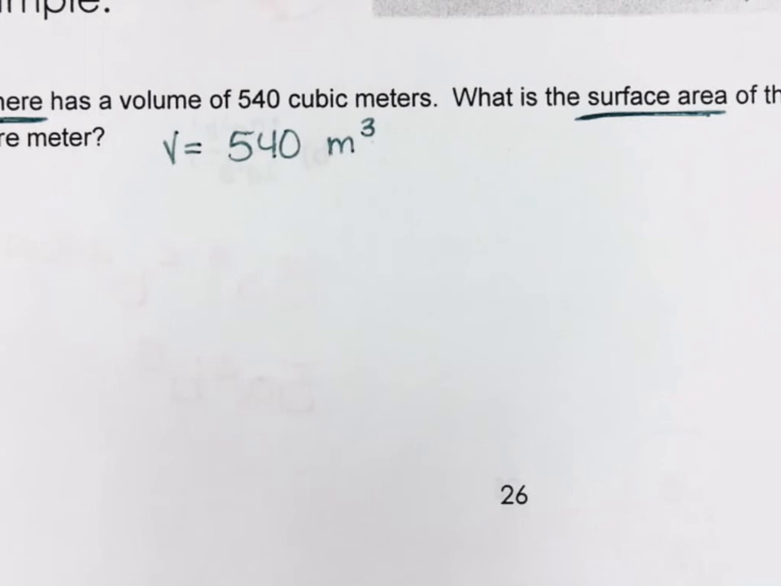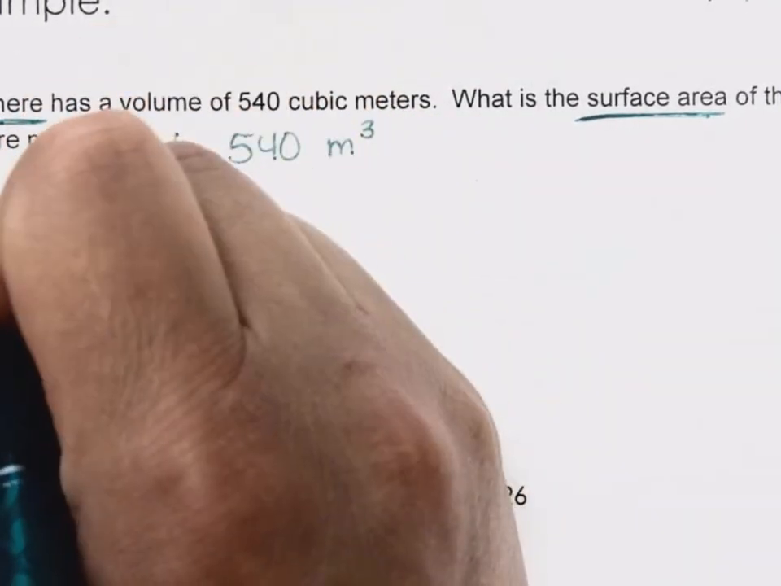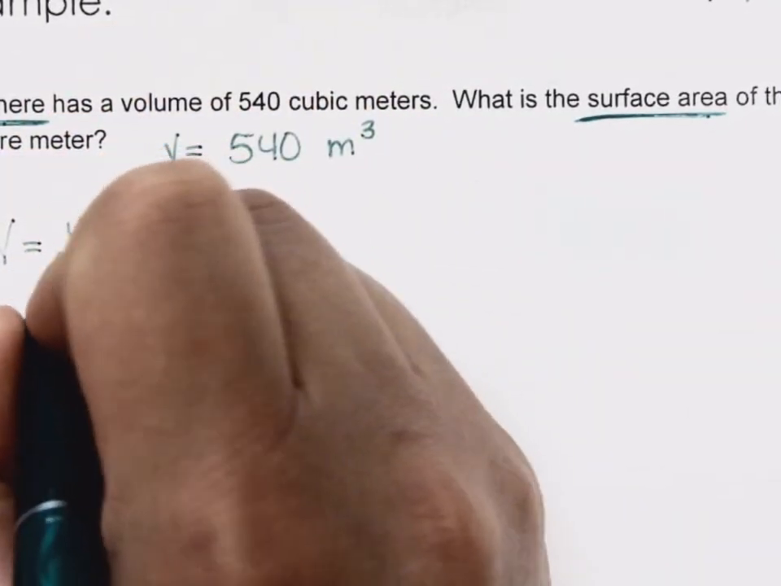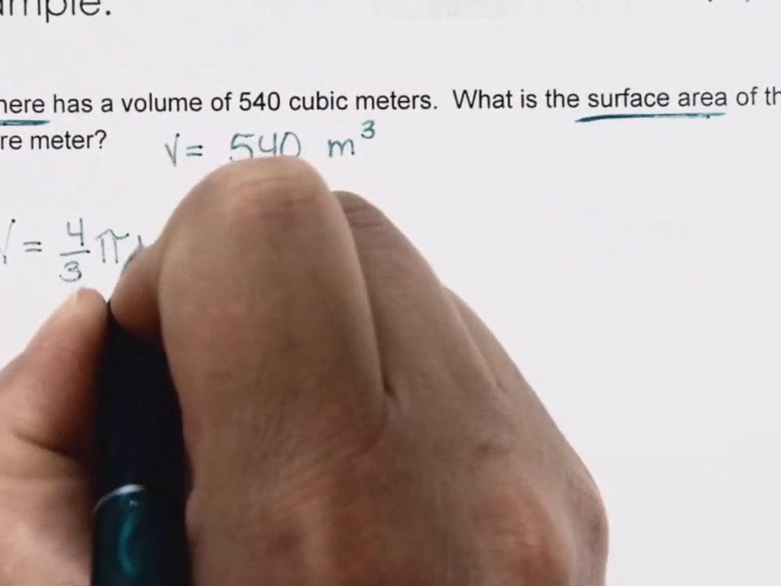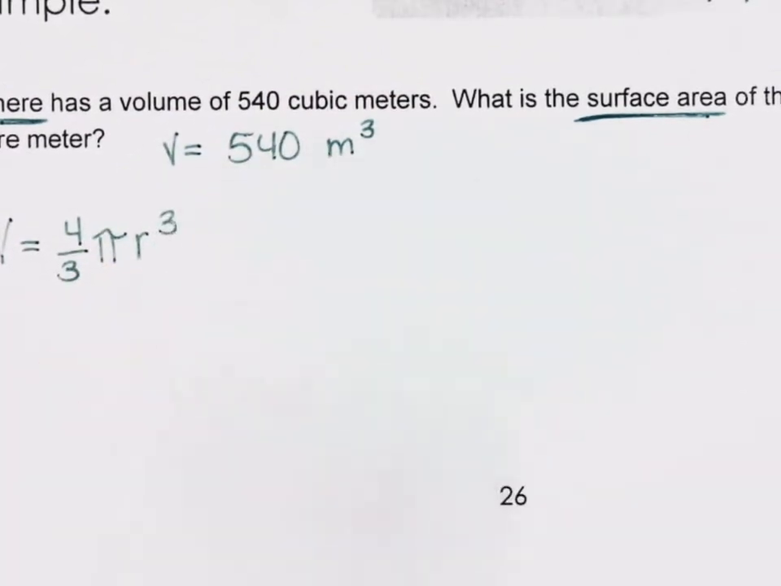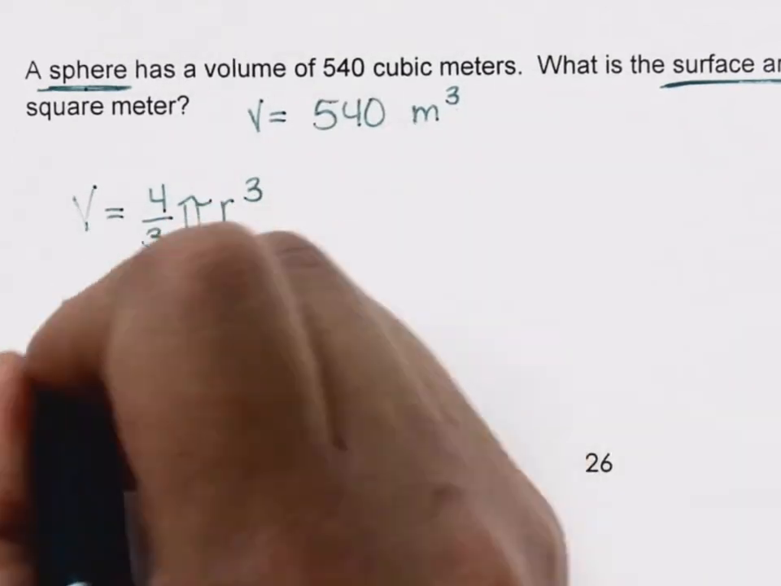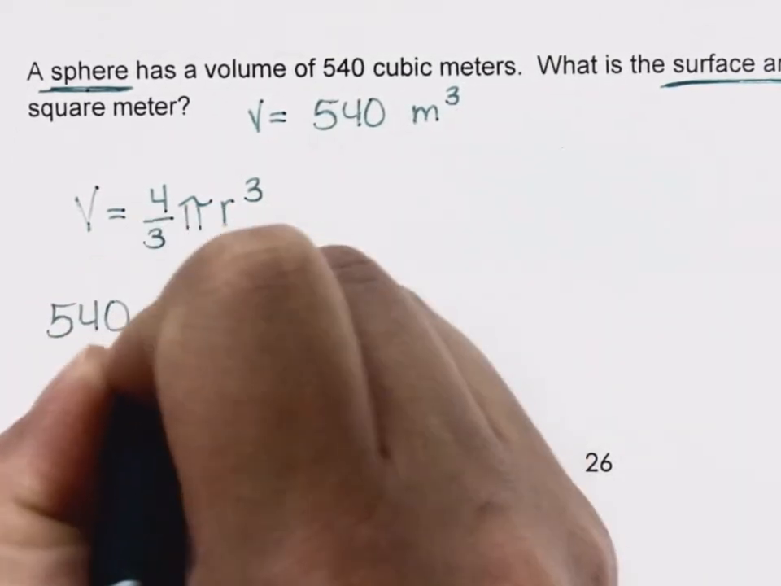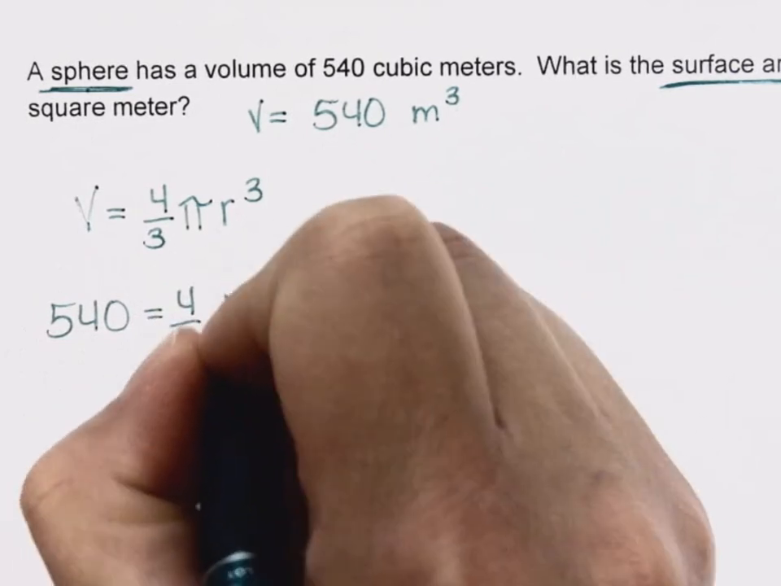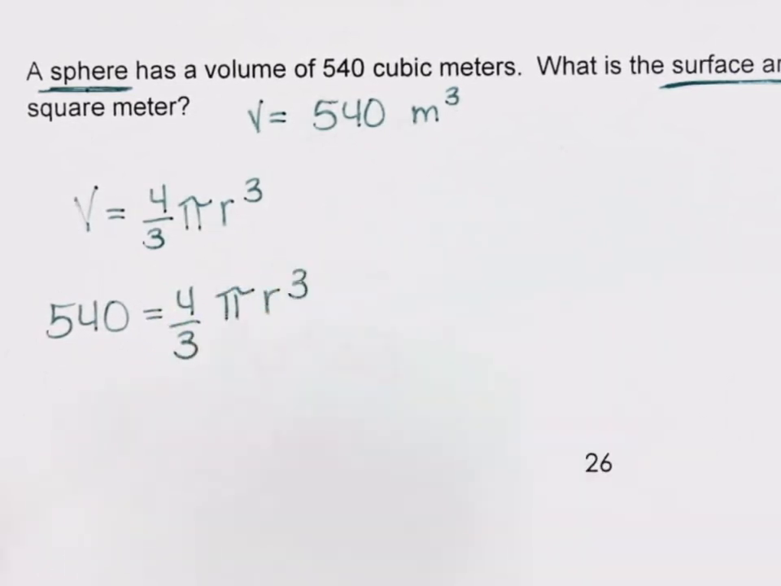So we have a little bit of information. We know that the volume of a sphere is represented by 4/3 pi r cubed. We know what V is. It was given to us in the question. We need to solve for r because we need to use r to find our surface area. So we're going to put in 540 in here. So now we need to get r by itself.